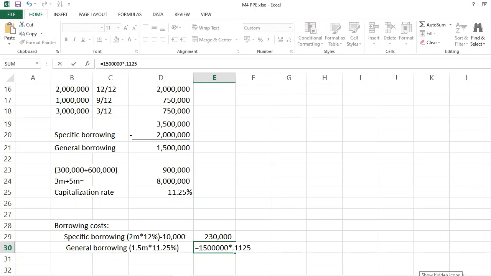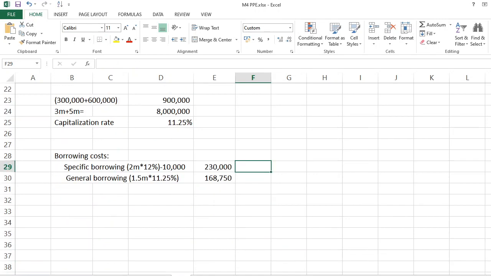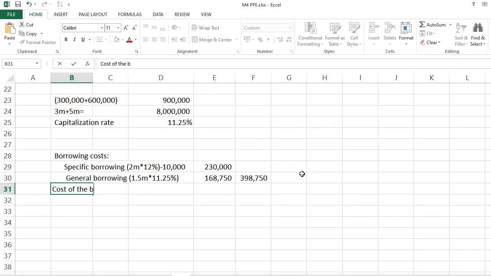And that would be the 1.5 that we computed earlier: we have 1.5 million times the capitalization rate of 11.25%. So, not 10%, and not 12%, but the capitalization rate that we computed. And that would be 168,750. So if you will be asked how much is the total borrowing cost, your answer would be 398,750. But the question is how much is the cost of the building? That's only the borrowing cost.